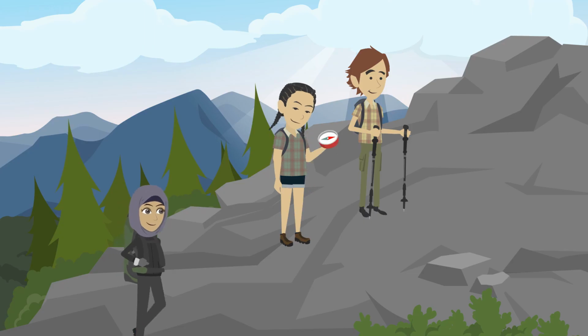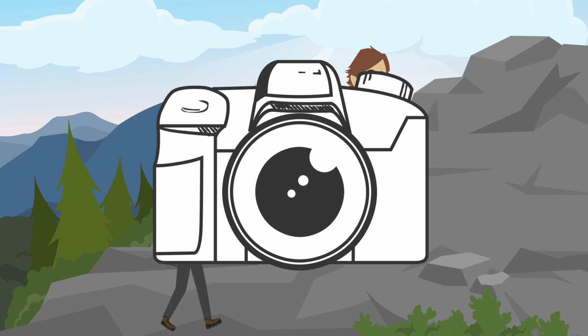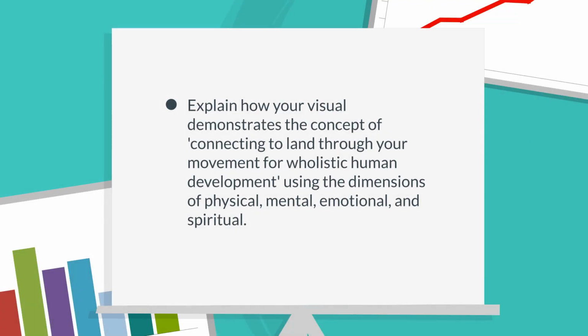In this approach, students are asked to scan their environment and capture a photo that best represents how the land contributes to their current stage of development and the way they move. They are asked to explain how their visual demonstrates the concept of connecting to land through their movement for holistic human development.